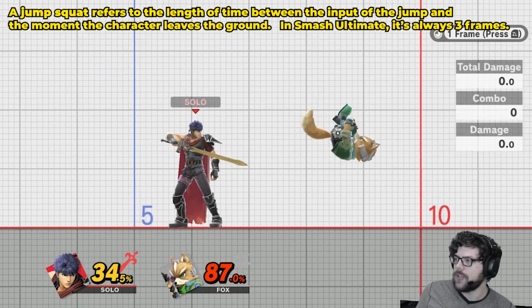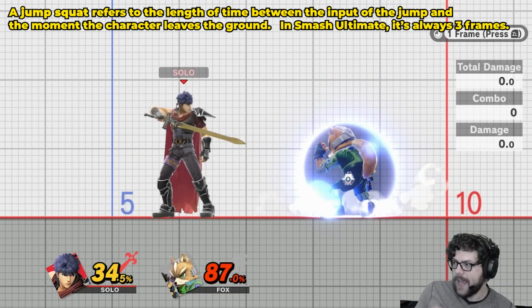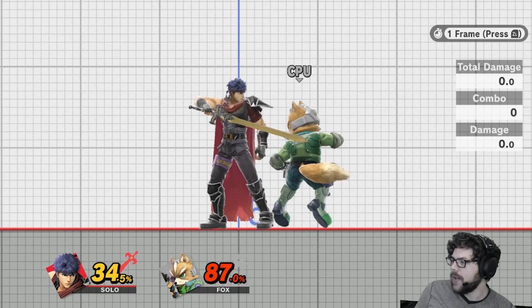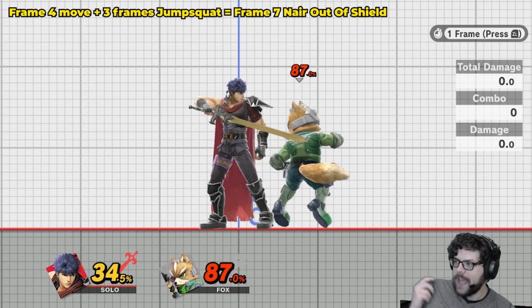So that means that if you're going to do an aerial out of shield, you have to add that 3 frames of jump squat onto it. Like I said, Fox Nair is frame 4, so you have to add those 3 frames. That makes it frame 7 out of shield, which is 1 frame faster than up smash, and it can hit behind him. So it's a pretty good out of shield option.